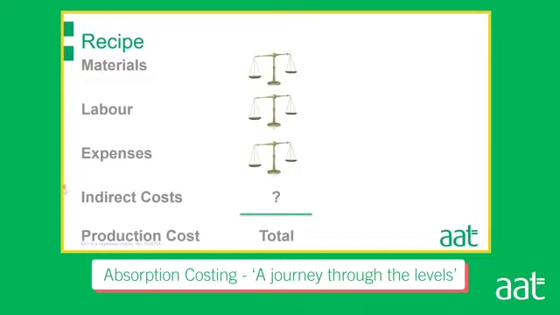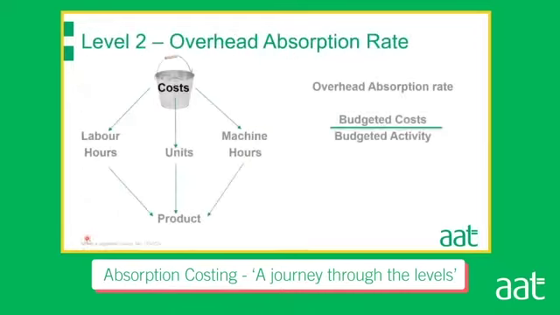So materials, labor, expenses, direct costs, prime costs, they are easy to charge to our units of product or units of service. We can accurately measure them. But what about the question mark there at the bottom? What about these indirect costs? How do I make a charge to my product or service for something where there is no obvious link? That at level 2 is pretty much where our journey starts. So we need to calculate an overhead absorption rate.